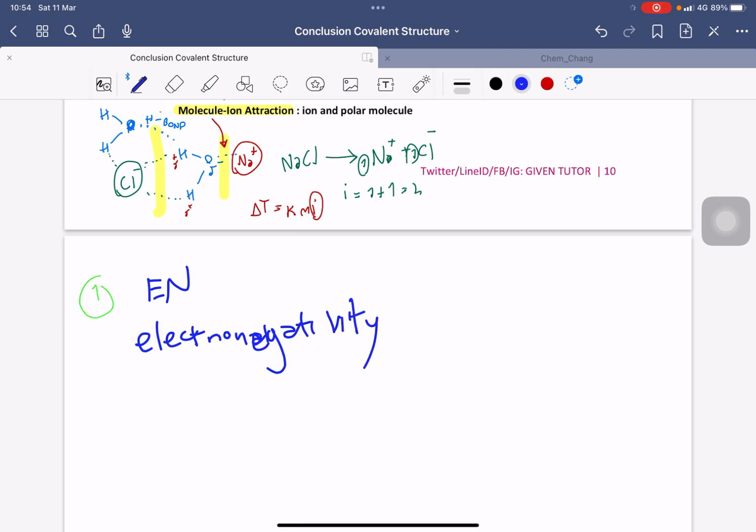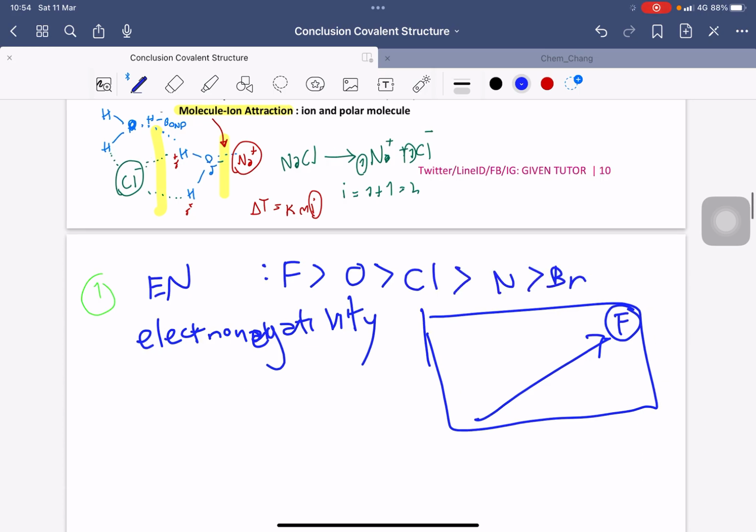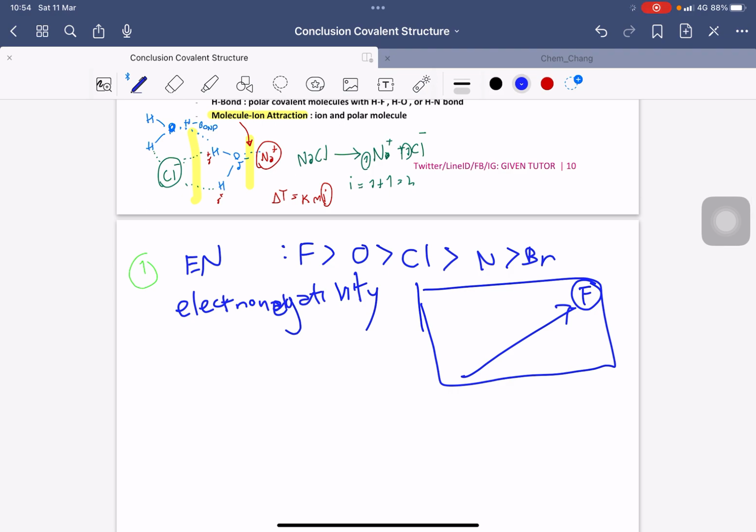So the electronegativities in the periodic table focus on the F right here. So the EN will be F the most, then O, Cl, N, and Br. How do we understand this? Because they will attract electrons to them.